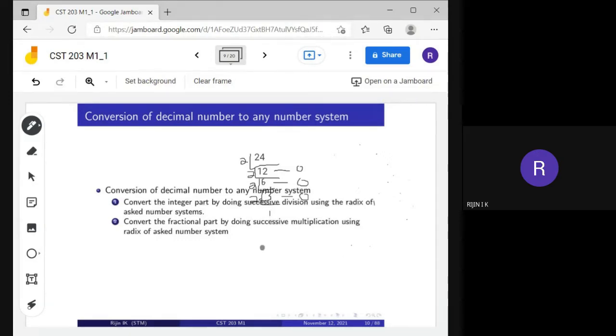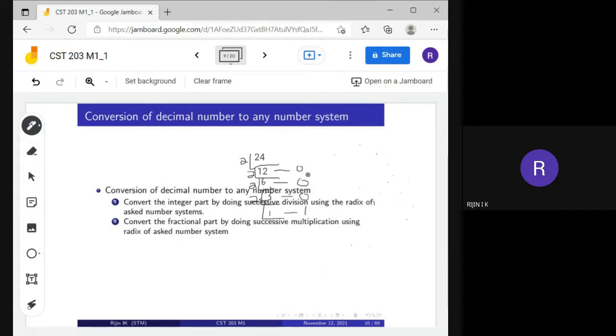Then what will be the remainder after division? 1. Okay. So these are the remainders: 1, 1, 0, 0, 0.